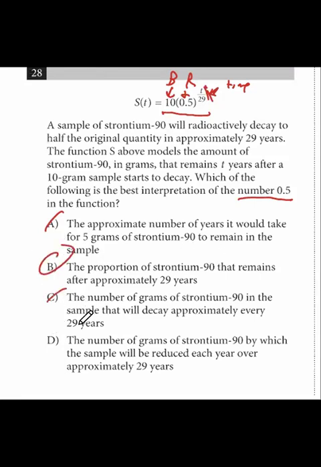So that would be option B. The proportion of strontium-90 that remains after approximately 29 years. Because when t is 29, we get the rate or proportion, which we can multiply with our base value. So the correct answer should be B. It's not C because this is a number, not a rate, and it's not D because we have a number, not a rate. And then A would be if they asked us about the t over 29 and not the 0.5.